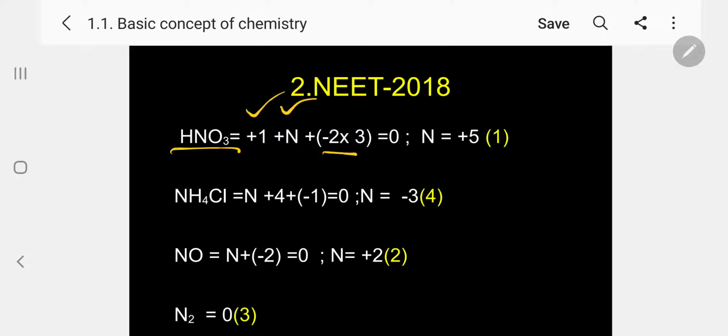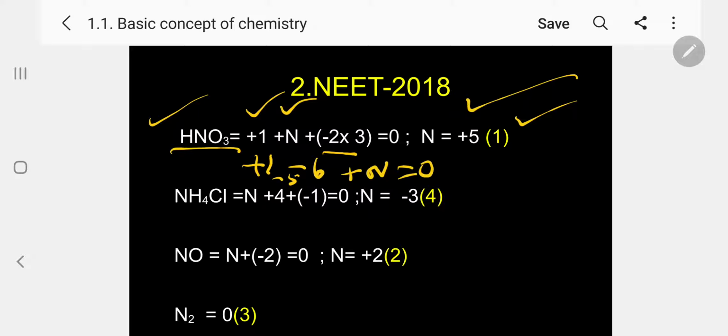So what will happen now? Plus 1, then -6, plus N equal to 0. Kindly follow. So +1 and -6 gives -5. So N has to be +5 to balance it. So in nitric acid, the oxidation state is +5. Kindly follow. One is over.